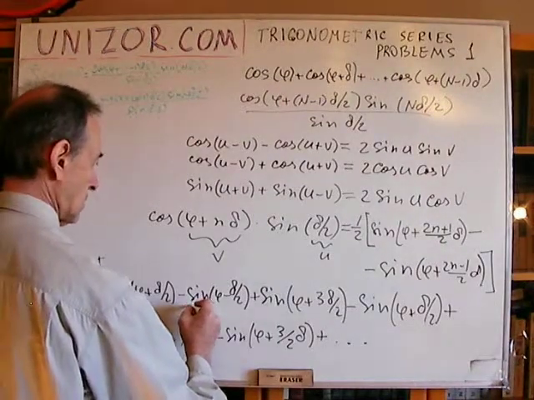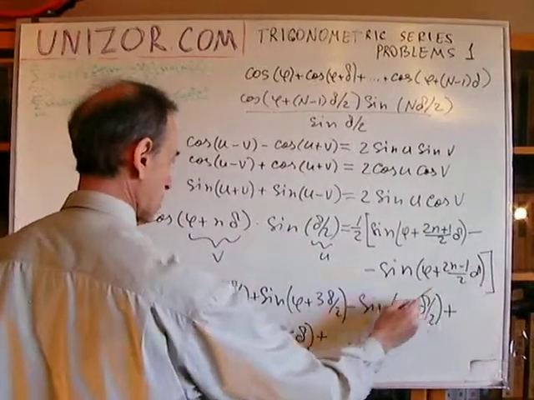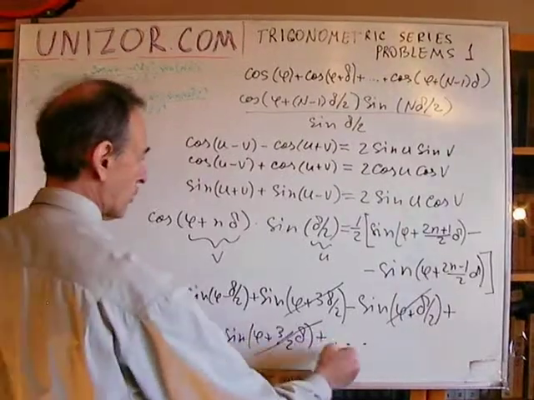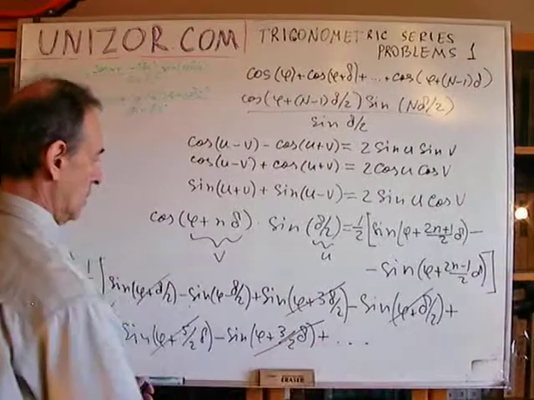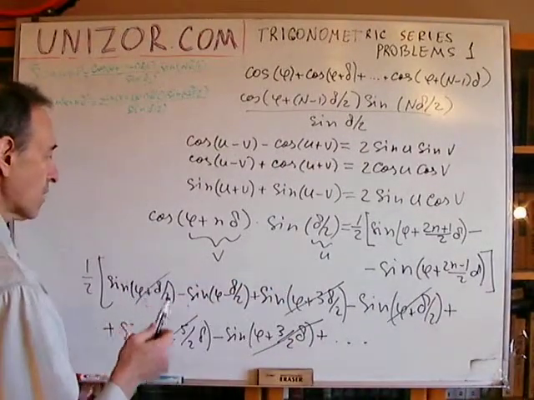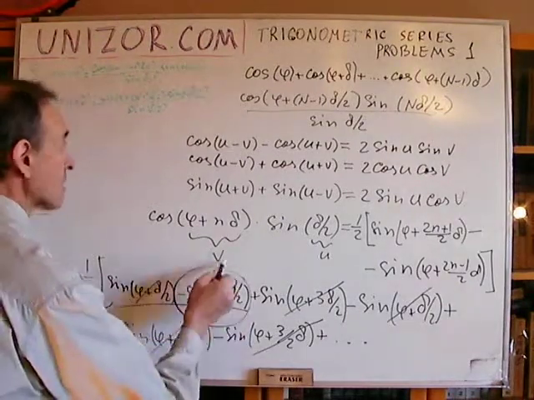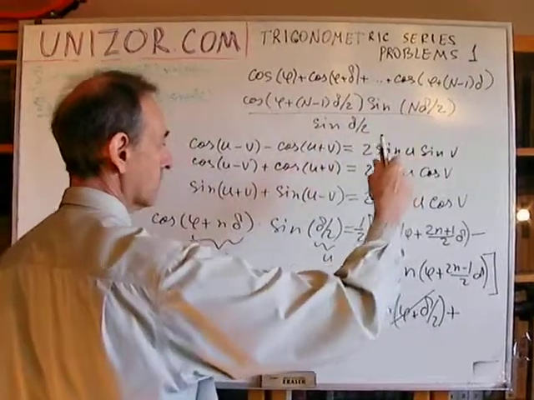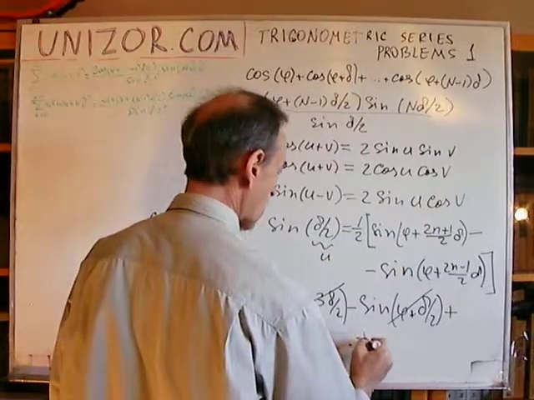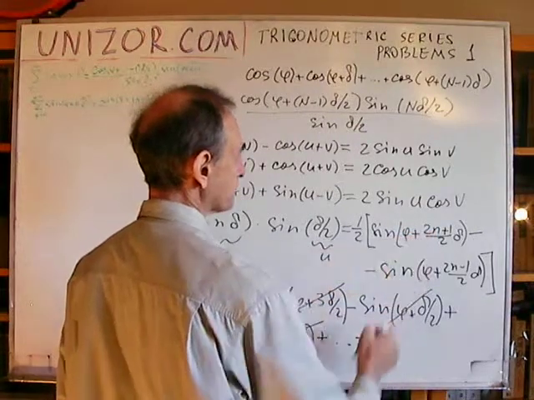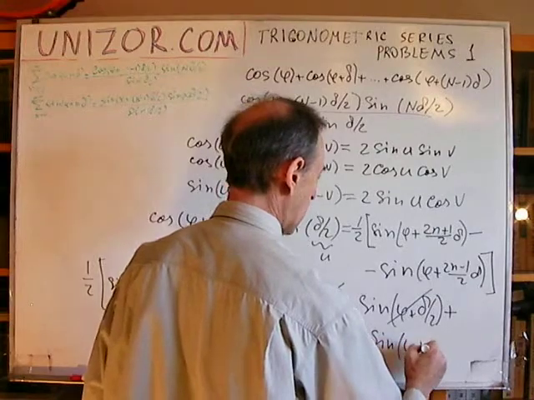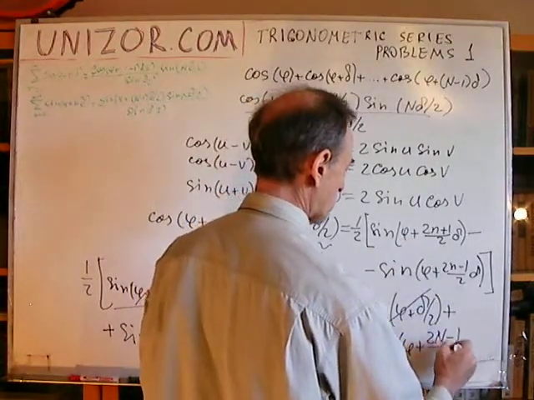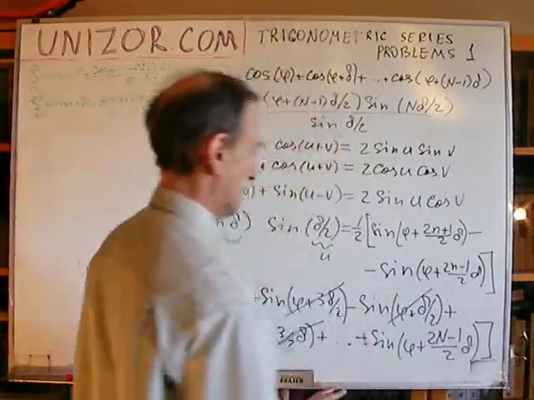This is what happens. This is reduced with this. This is reduced with this. And basically every member would be reduced with the one which is a step over it. What will remain is the second member from the first, which is this, and the last member for lowercase n equal to N minus 1, the bigger one. So the remaining one would be sine of phi plus (2n minus 1) over 2 delta.